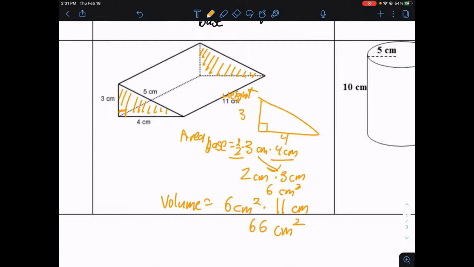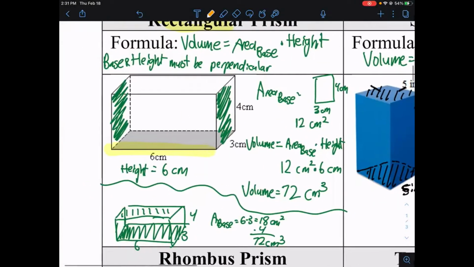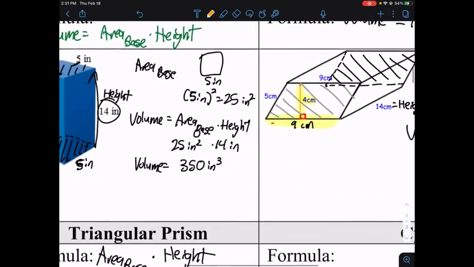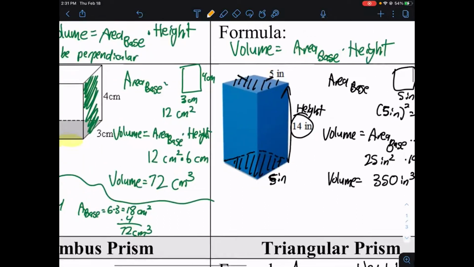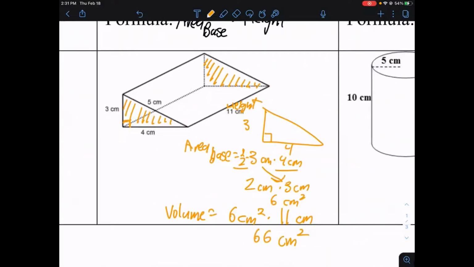Okay, so I'm guessing a few people got 132 centimeters squared. That would mean that, like I did, you forgot about the 1/2 in the triangle. Okay, we didn't do a 1/2 in the previous problems because those bases were all squares and rectangles, right? Those formulas do not have a 1/2 in them, but the triangle is what creates the 1/2, not the prism.